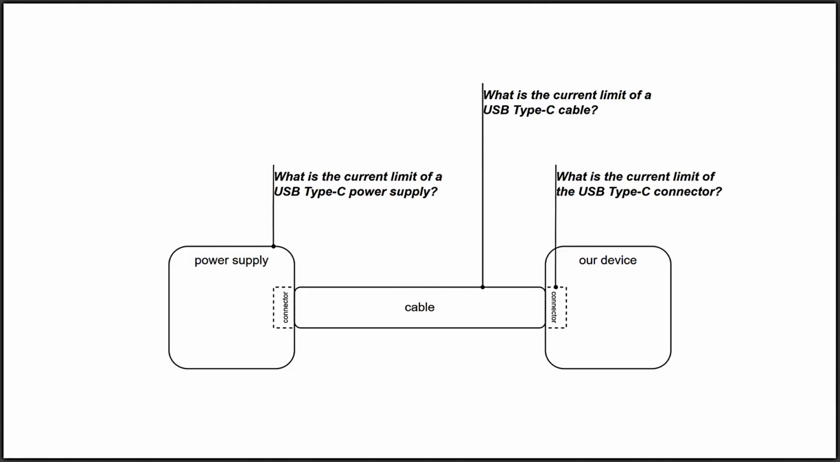As the diagram shows, any current flowing from the power supply must pass through the cable and connector before reaching our device. Consequently, the current limit for our device must be less than the limits of the connector, the cable, and the power supply. What are these limits?